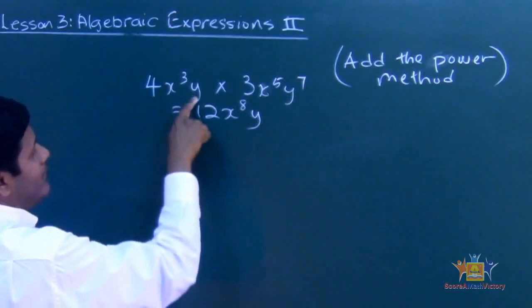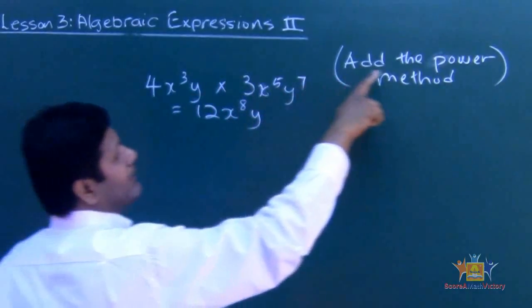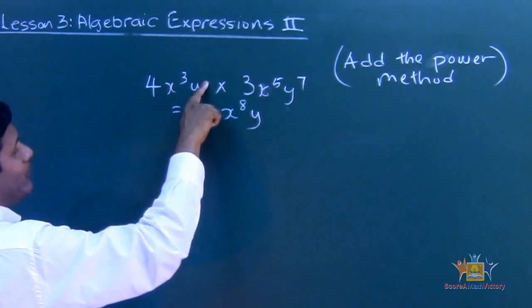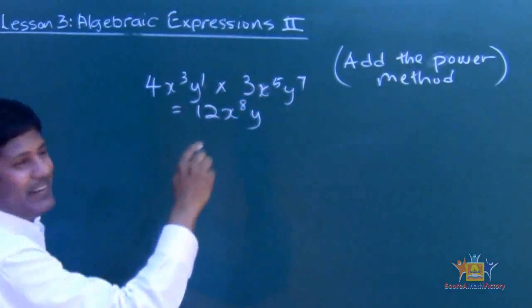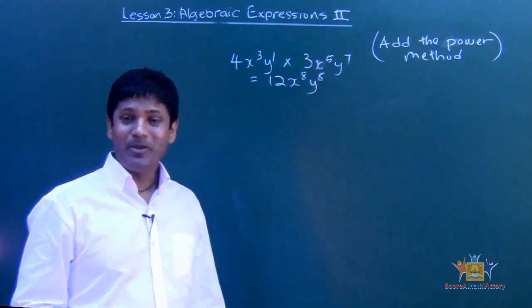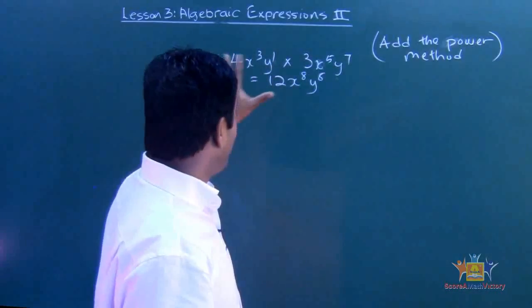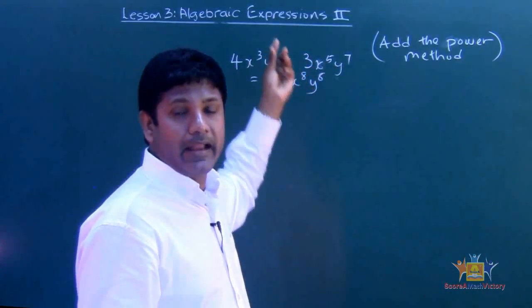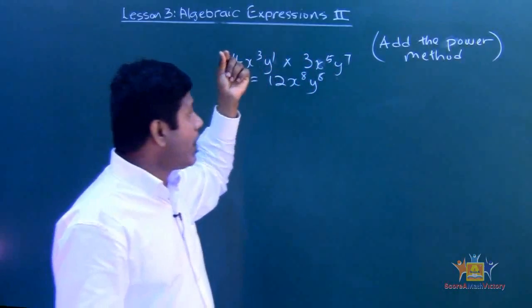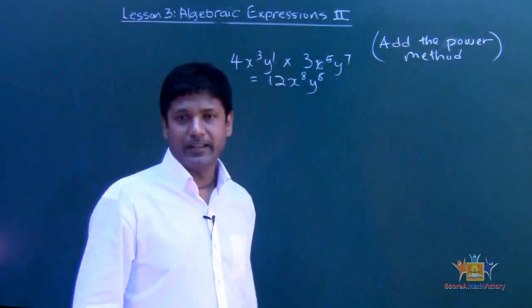And then y, we're going to multiply. Add the power method. What's the number here? 1. 1 plus 7 is 8. There you go. So we're going to remember this. Whenever we have two terms that we're multiplying with identical unknowns, we add the power. We use the add the power method.